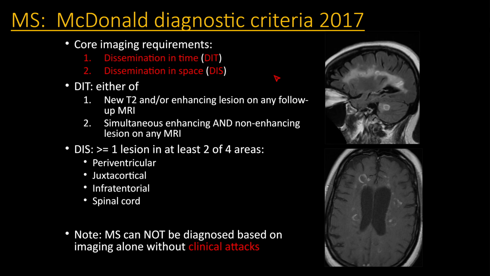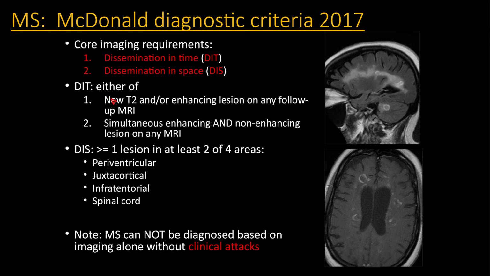And in particular, as it relates to imaging, there are two core imaging requirements that, at least based on the 2017 McDonald criteria, do not depend at all on clinical factors. Based on looking at your images, you can say whether somebody meets the dissemination in time core imaging requirement or the dissemination in space core imaging requirement.